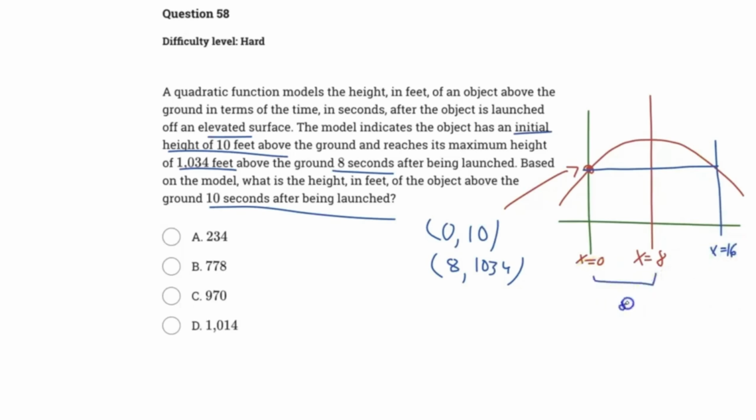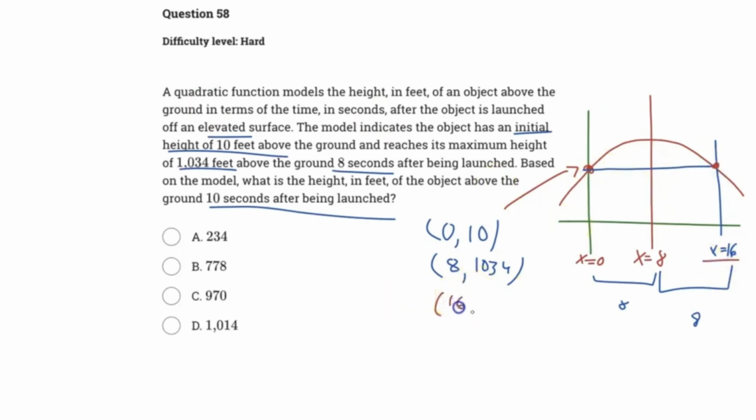Because this is a change of 8, and this is also a change of 8. Each side of the axis of symmetry is equal. Therefore, to find our other coordinate point, it's actually pretty simple because we know that this value, when it returns, has to have a y value of 10. And we already said that x is going to be 16.